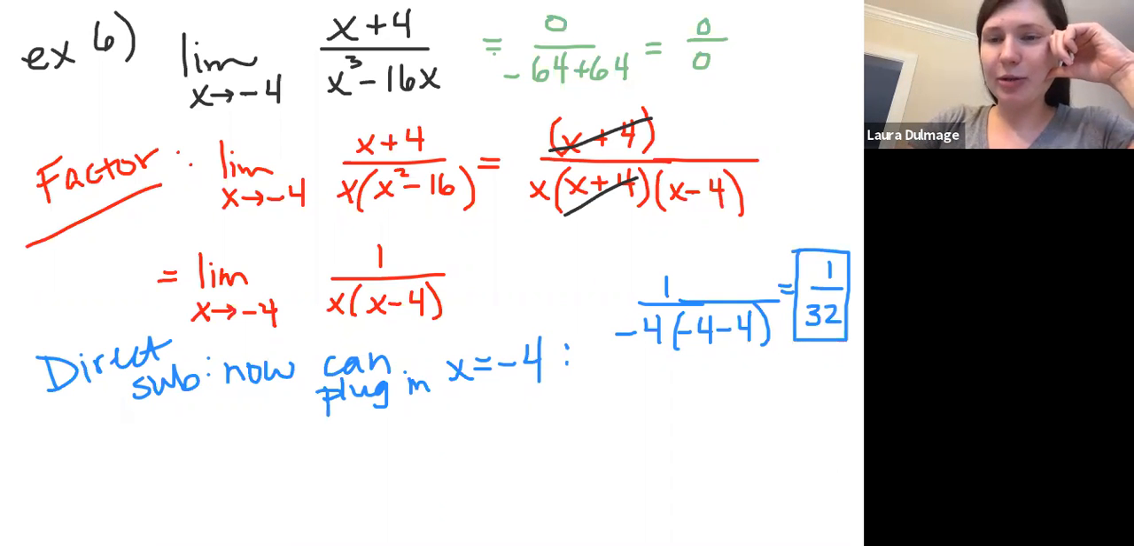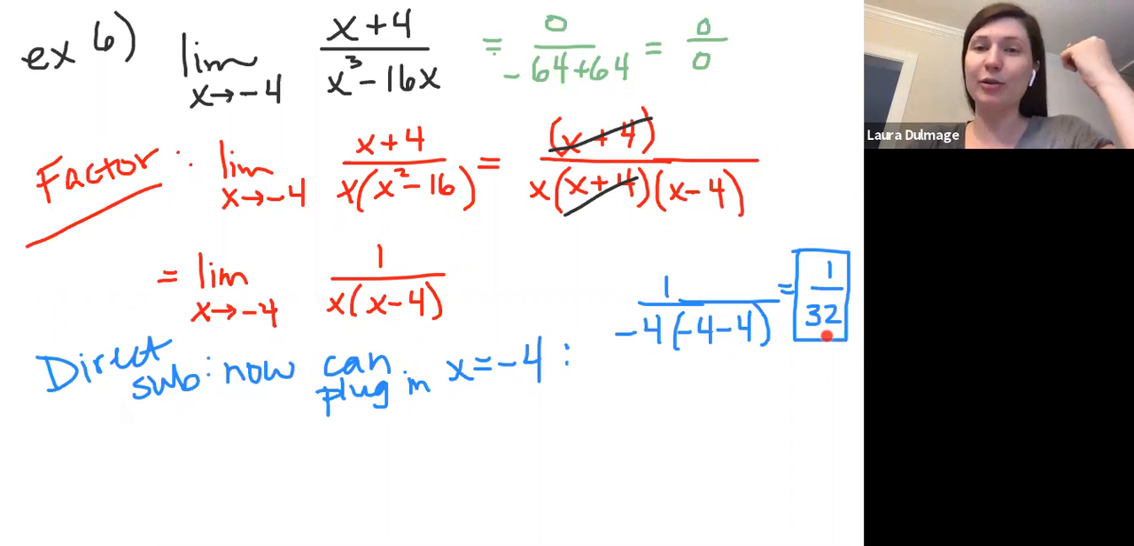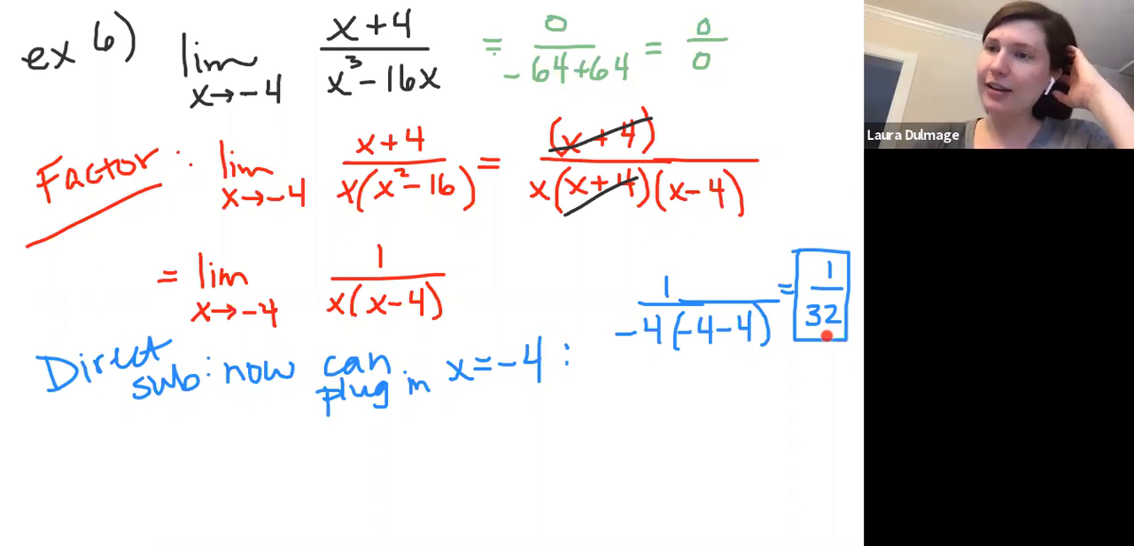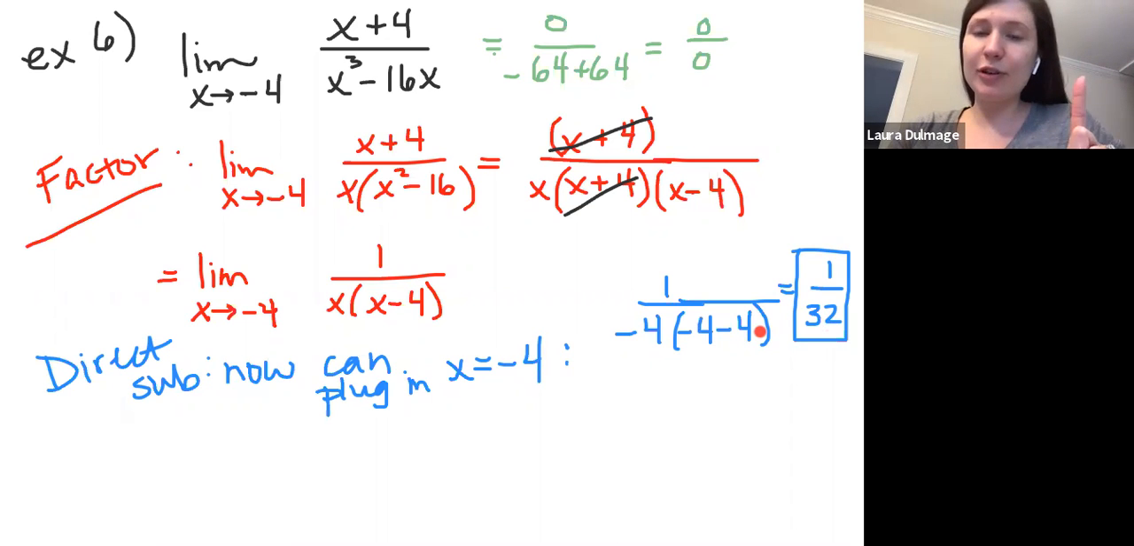All right, I ran out of room to write my steps, so I did it in my head. This is -8. -4 times -8 is +32. PEMDAS never goes away, so be careful that you're doing order of operations correctly. You could also, I guess, distribute through. That's more complicated than it needs to be. So our limit is 1/32. Okay, I have one more example for you guys, and then we're done for today.